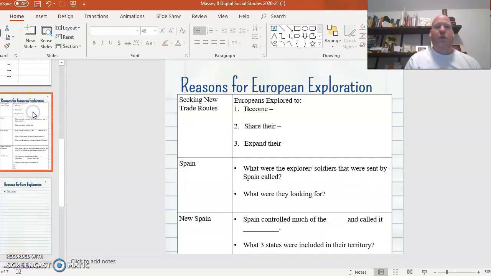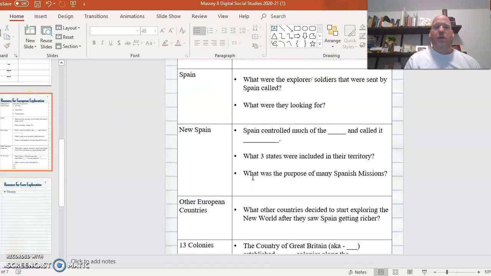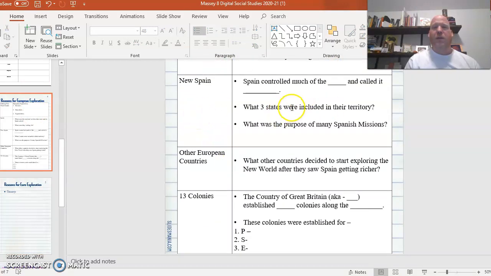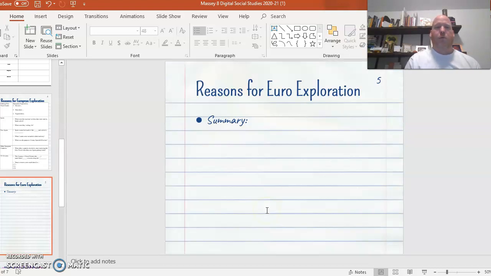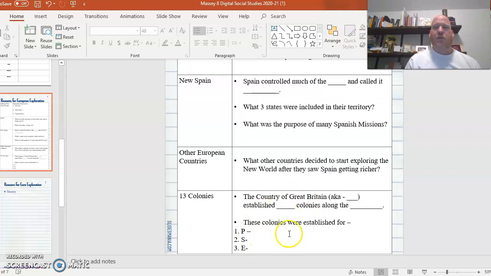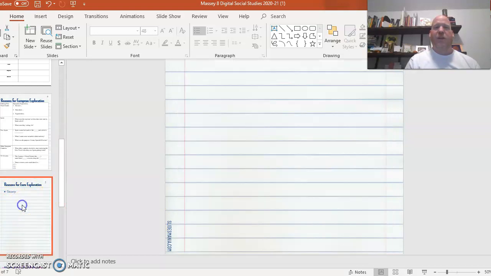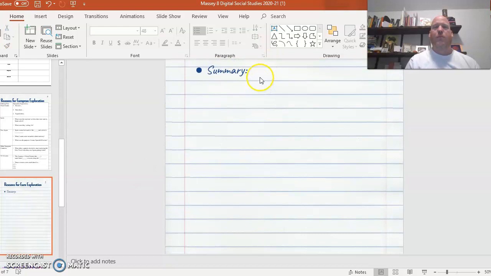And I'm going to have something for you to come in and fill in under this summary section. So like I said, we're going to go right here. We're going to do New Spain, 3 questions. Other European countries, just 1. 13 colonies. We're going to fill this in right here. And then you're going to have something that I want you to type in over here on this next page next to the word summary. All right, got that? All right, let's go.